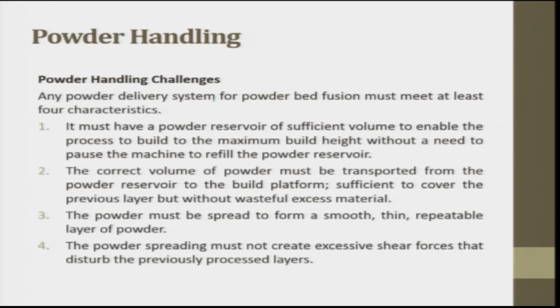Any powder delivery system for powder bed fusion must meet at least 4 characteristics. It must have a powder reservoir of sufficient volume to enable the process to build to the maximum build height without a need to pause the machine to refill the powder reservoir. So this is one thing: you cannot stop in between. If you stop, refill and restart, then there will be delamination. The correct volume of powder must be transported from the powder reservoir to the build platform, sufficient to cover the previous layer but without wasteful excess material.